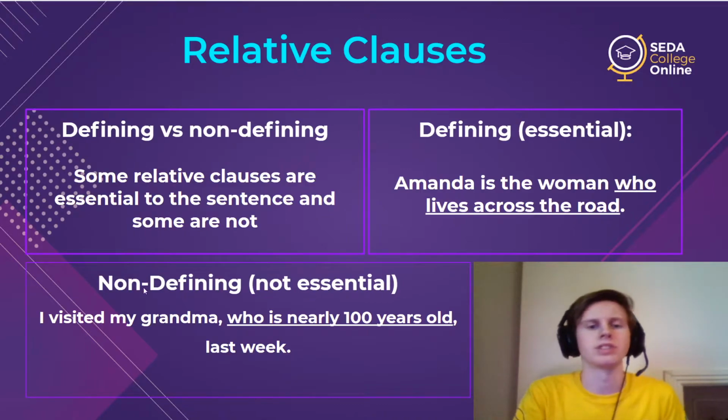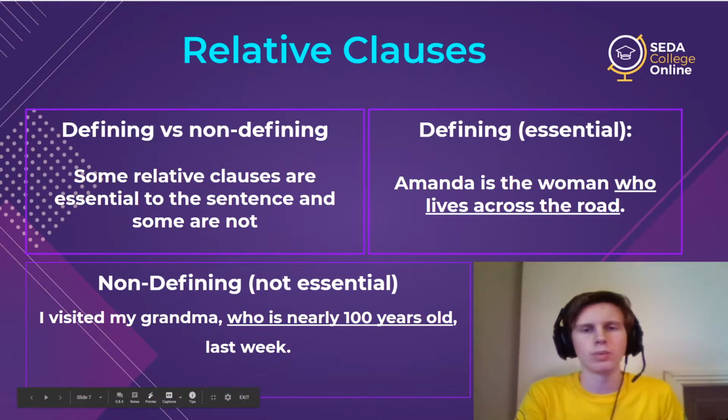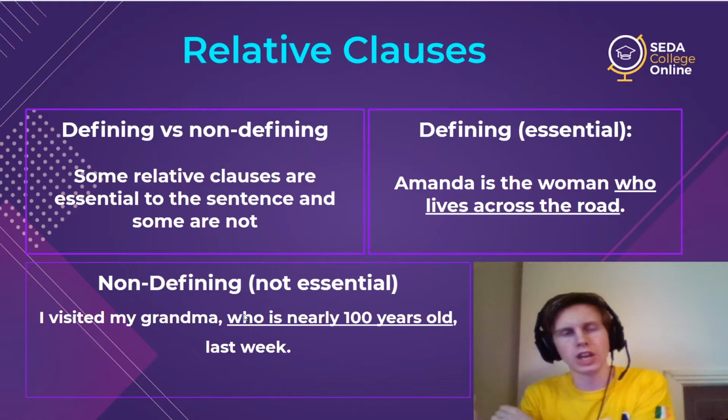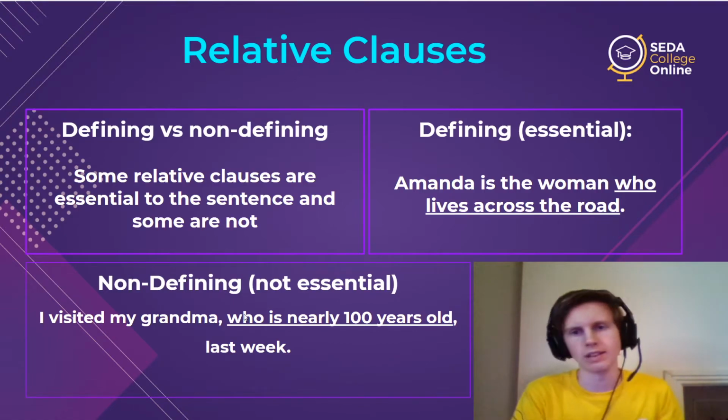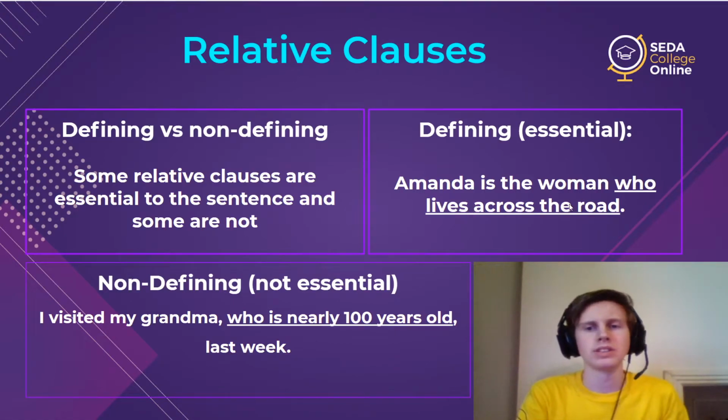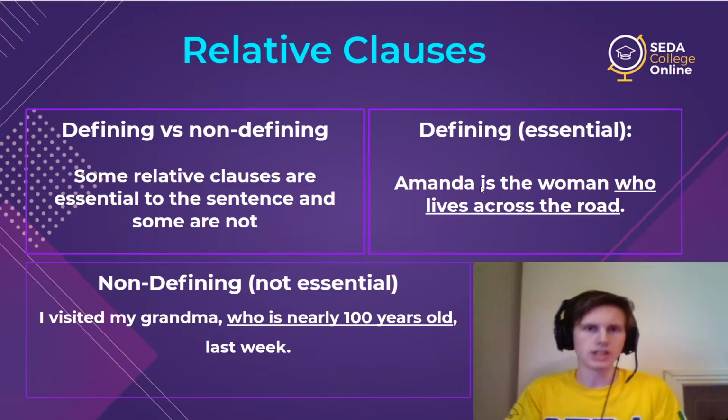So this is the difference. In this sentence, the relative clause is not needed. I can remove it, no change. I can have it, no change. Here, though, the sentence does change. If without the relative clause, the sentence has no meaning, then you know it's defining.